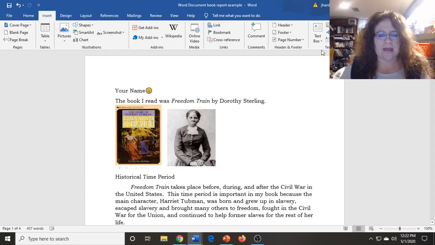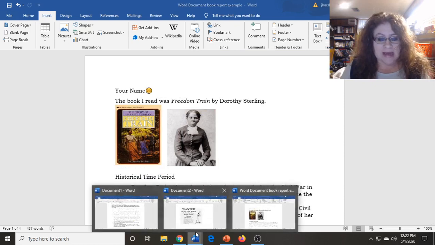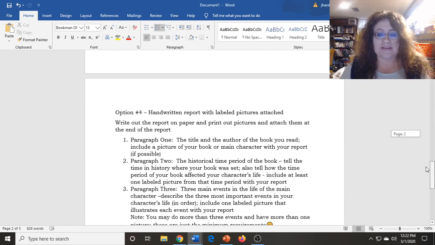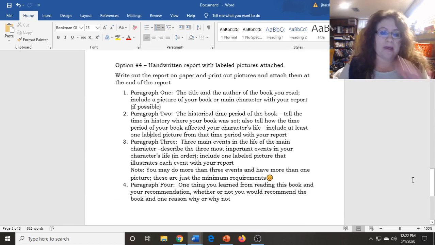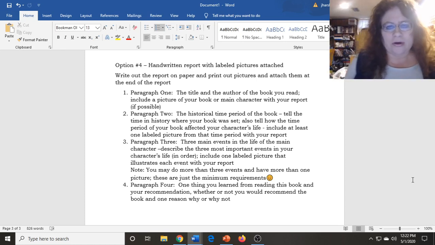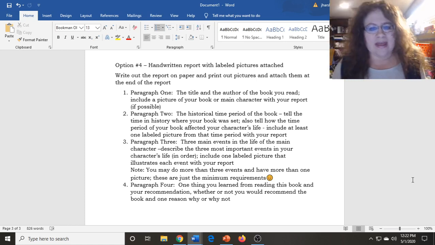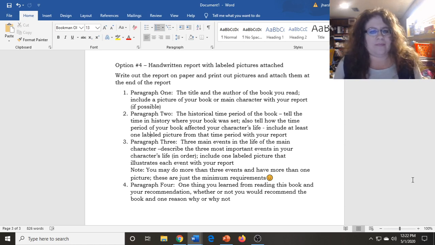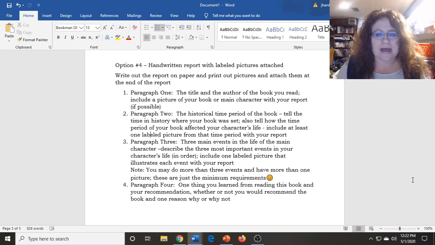Super easy. The last option is our old-fashioned option, but it is okay to choose this option if you like. It's fine. This is a handwritten report with labeled pictures attached. So you're going to write out your report in your own handwriting. It can be print or cursive, and then print out some pictures that go with the report and put them at the back of your report. So paragraph 1, the title and the author of your book, and a picture of your book or your main character. Paragraph 2 is the historical time period of the book.